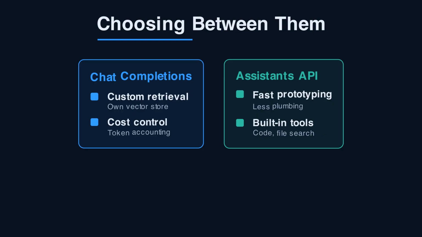You're happy with built-in code interpreter and file search, and managed state saves you real engineering time. My rule of thumb: start with Chat Completions for anything production critical where cost and observability matter, and treat Assistants as an accelerator for internal tools and proofs of concept.